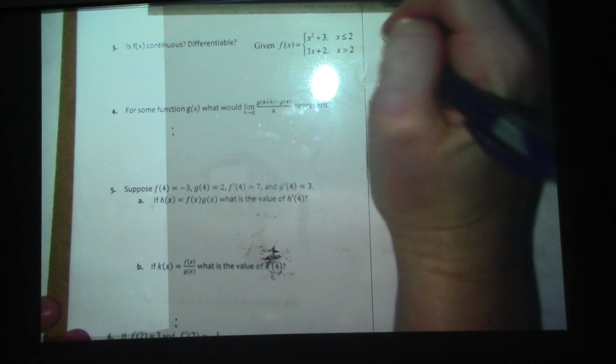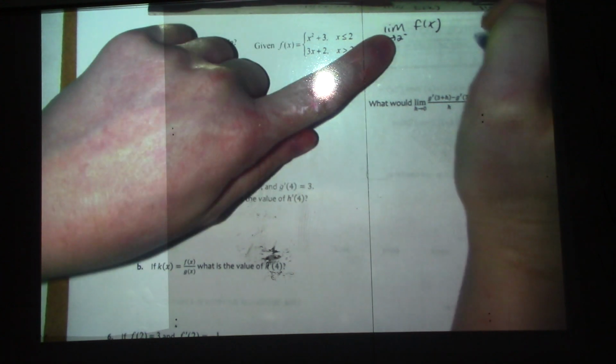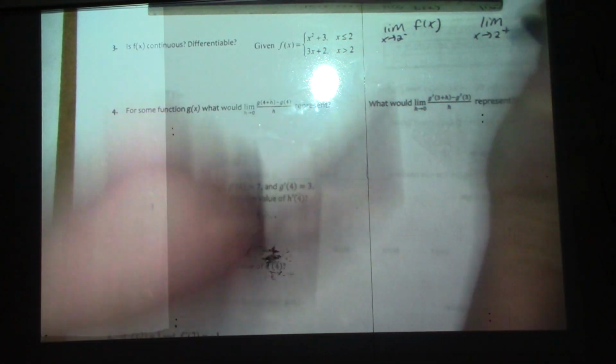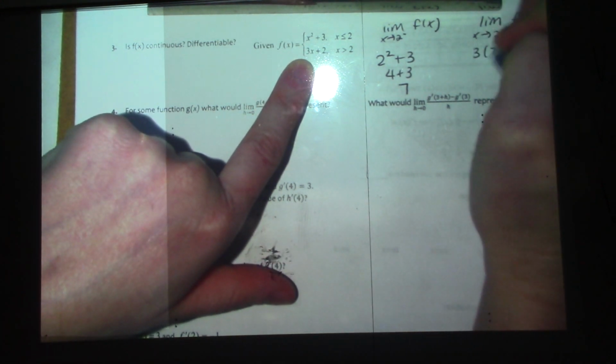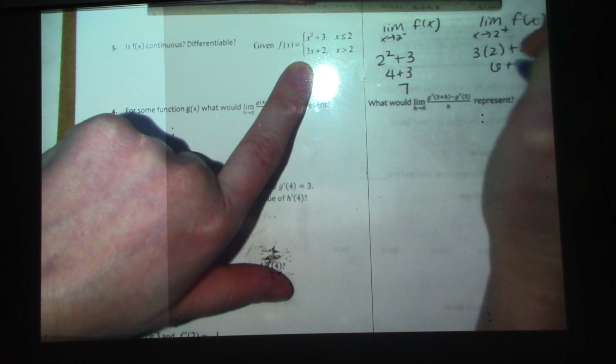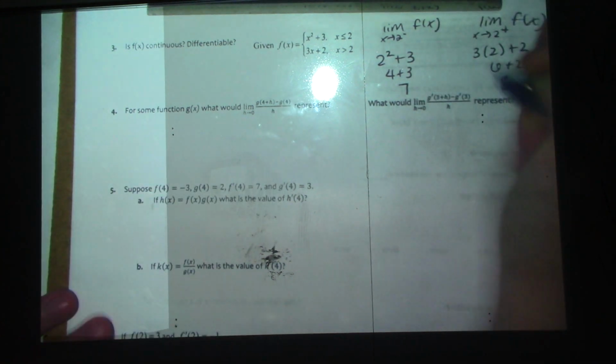We are checking continuity and differentiability. First, let's check continuity. So the limit as we approach 2 from the right of f of x. I said from the right, but that definitely is from the left. But either way, from either side. So as I come from the left, that would be 2 squared plus 3. 2 squared is 4 plus 3 is 7. And then this one would be 3 times 2 plus 2, which is 6 plus 2, which is 8. So the limits don't match, so it is not continuous.